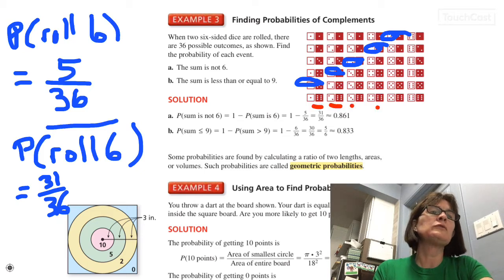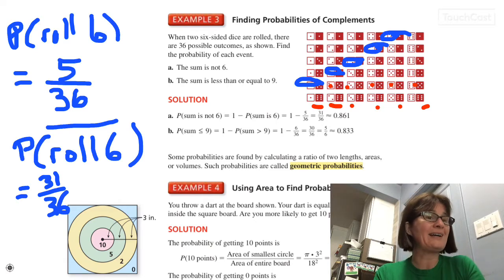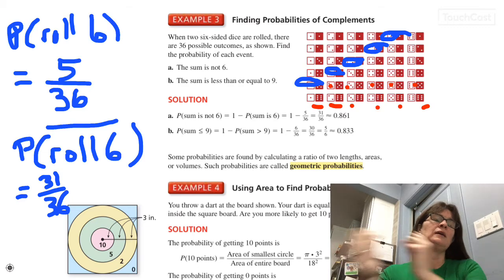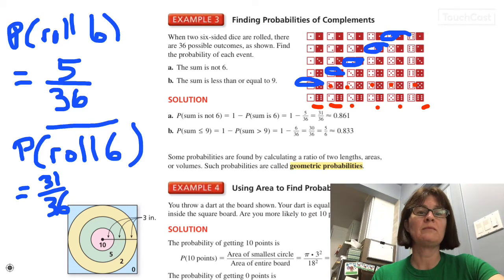So just notice how using the complement saved me the trouble of having to count that there are 1, 2, 3, 4, 5, 6, 7, 8, 9, 10, 11. There's 31 different ways to roll a not 6. It was faster to count up the ways to roll a 6 and then subtract that probability from 1.